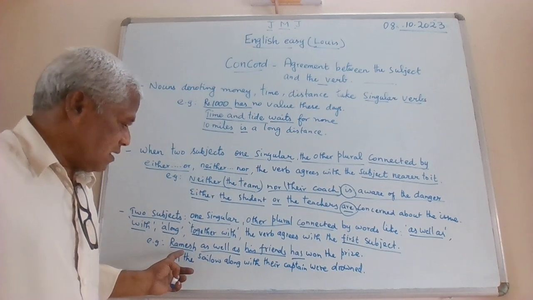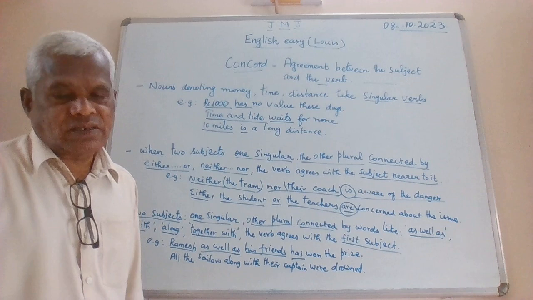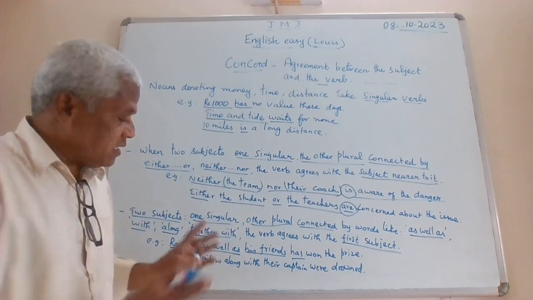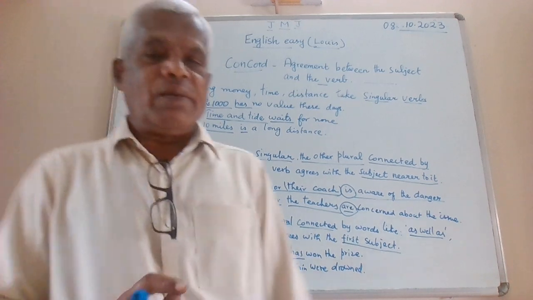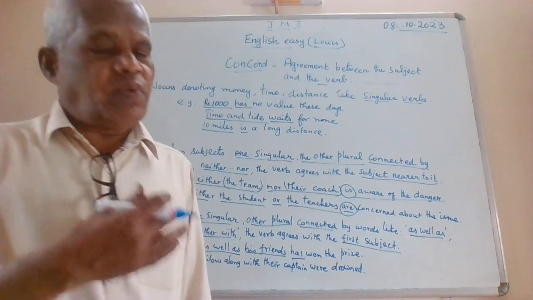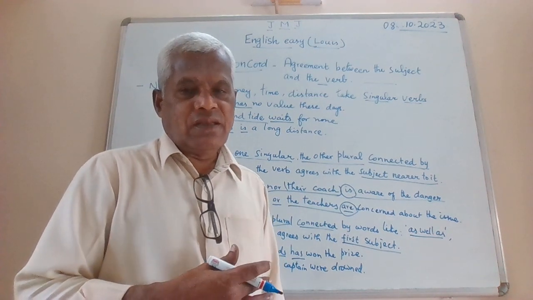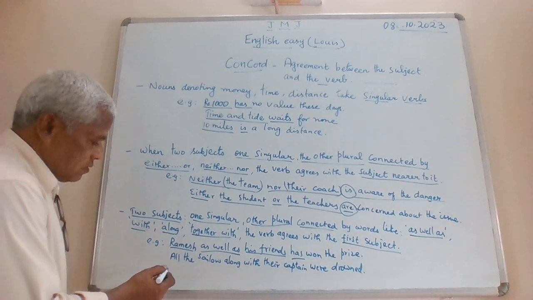See, Ramesh as well as his friends has won the prize. But that does not mean that his friends are not included there. No. As per the rules of grammar in English, these are a few exceptions that we need to pay attention to, and we must agree. Okay, so that's another rule here. Go to the next one.